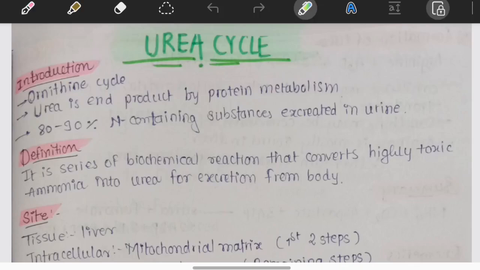Hello doctors, today we will learn about how urea is formed. Let's discuss the urea cycle. Introduction: the urea cycle is also called the ornithine cycle. Urea is the end product of protein metabolism, and 80 to 90% of nitrogen-containing substances are excreted in the urine.